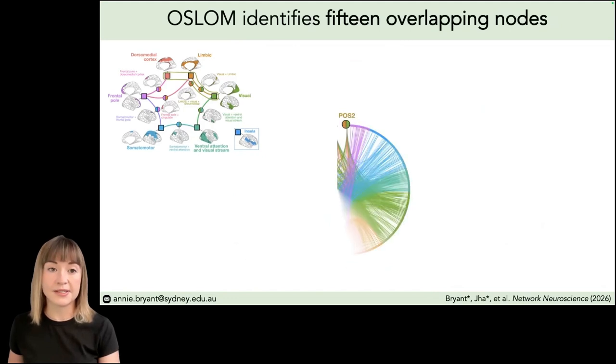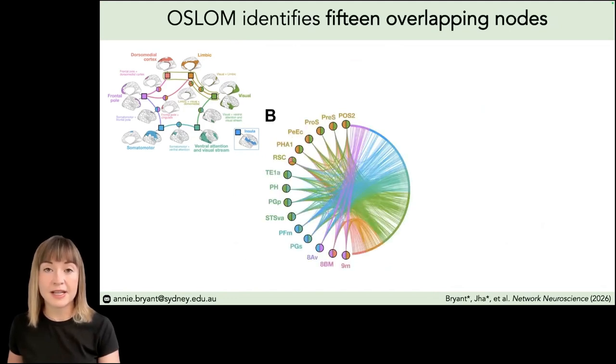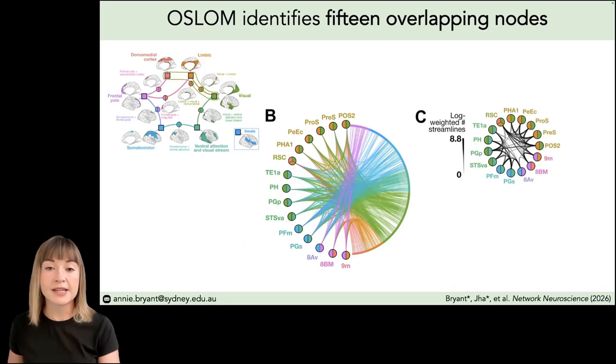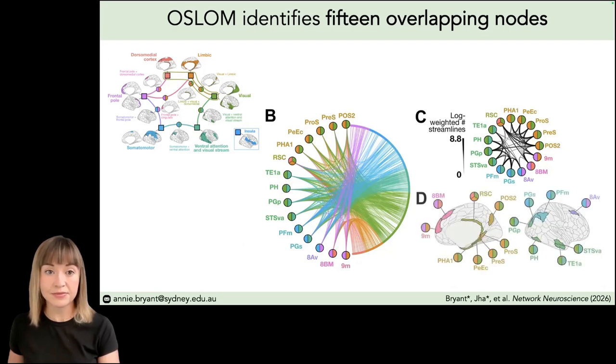Within these 7 networks, Oslam identified 15 overlapping nodes, 14 of which spanned 2 communities, and one of which, the retrosplenial cortex, spanned 3. And these 15 regions do indeed exhibit cross-module structural connectivity, and they're also densely connected to each other, which hints at an integrative bridging structure across the distributed networks. Another interesting note is that the overlapping regions generally sit at the spatial interface between the 2 or 3 networks to which they were assigned.